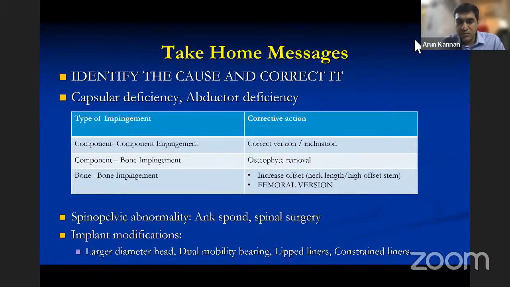Spinopelvic abnormalities we have to keep in mind, especially in patients with ankylosing spondylitis and patients who had spinal surgeries, and adjust accordingly. Lastly, the implant modification in terms of a larger diameter head or dual mobility, both work by the same mechanism. Lip liners when there are minor increases in jump distance required, and constraint liners in very specific situations. That's the end of my presentation.